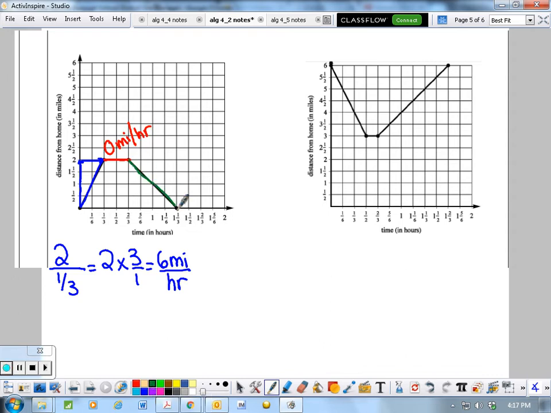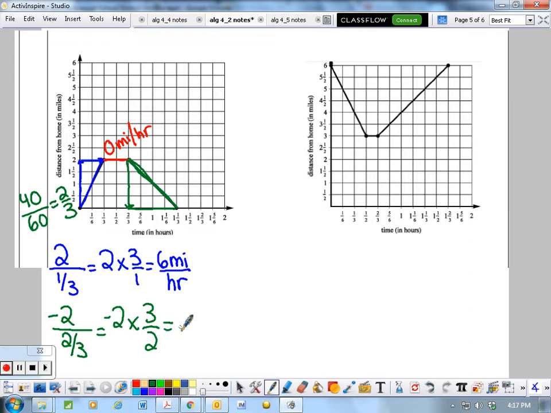And then we're going to go ahead and look at this green section right here. So this is going down, let's see, it's going down 2 miles. And then I'm going over 1, 2, 3, 4. So 40 minutes out of 60 minutes is really 2/3 of an hour. So I'm going to divide by 2/3. And then it's the same thing as timesing by 3/2. So this becomes -6/2, which becomes -3 miles per hour. And so our speed is 3 miles per hour, but the negative tells me my direction.